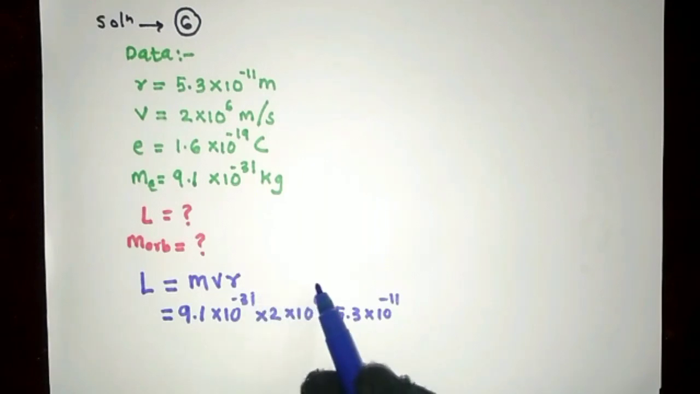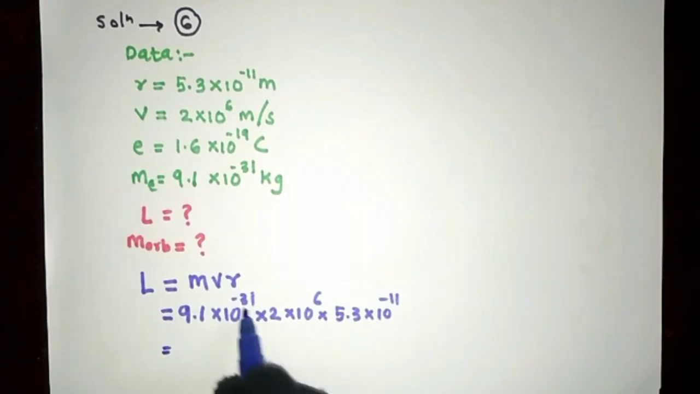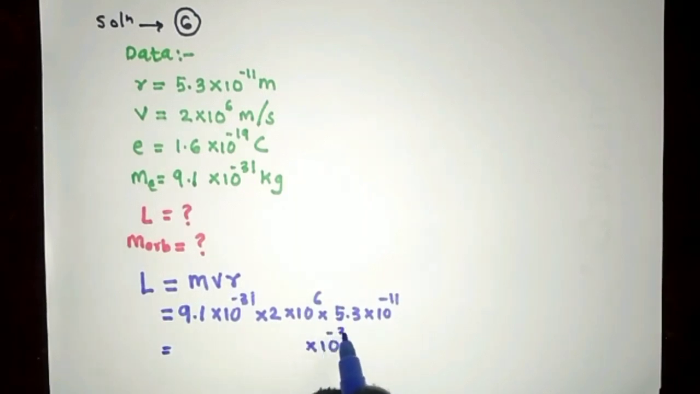Minus 25 minus 11, so minus 25 minus 11 is nothing but minus 36. So first we have to simplify the equation. Let's simplify all the powers. So finally we are having 10 raised to minus 36, and the remaining is 9.1 into 2 into 5.3. Okay, this is 5.3.